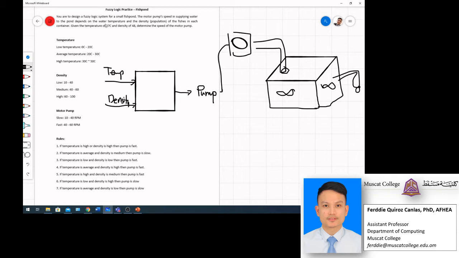Now we have this case here wherein we were given the value of 27 degrees Celsius. So we were given the values of 27 degrees for the temperature and the density of 48 fishes. So we are going to determine the speed of the motor pump. You are required to determine the motor pump here.